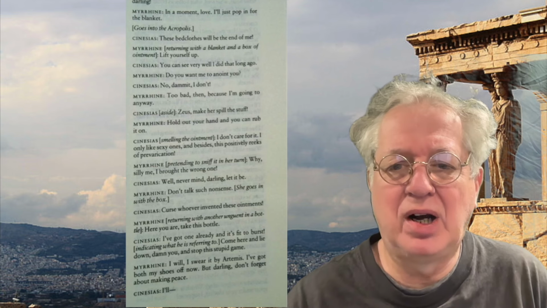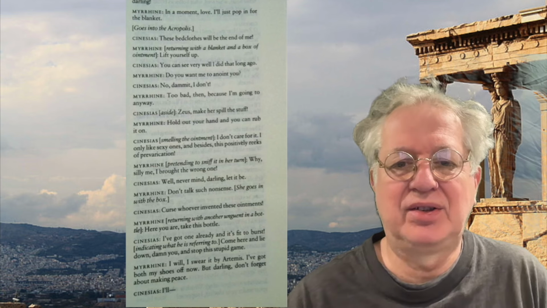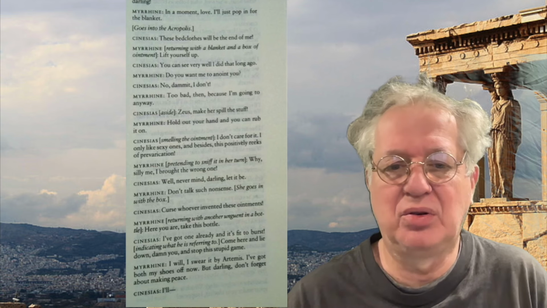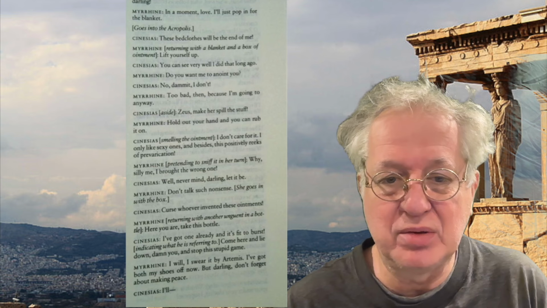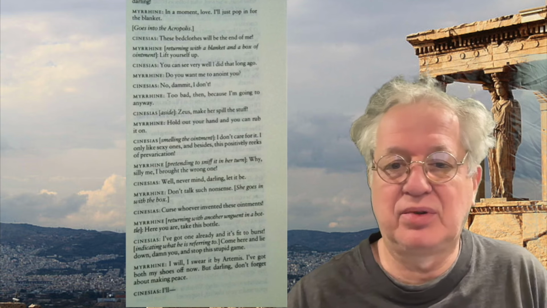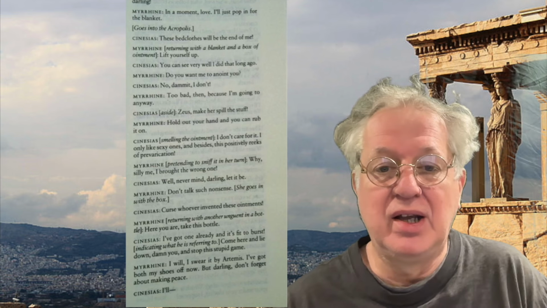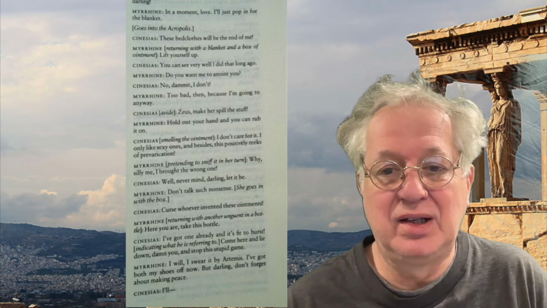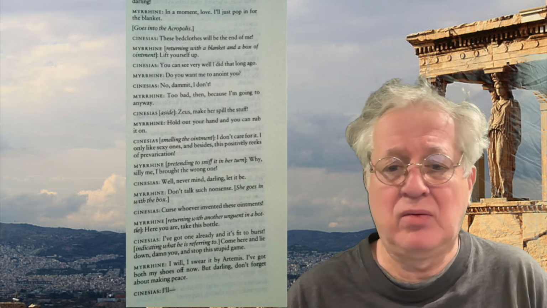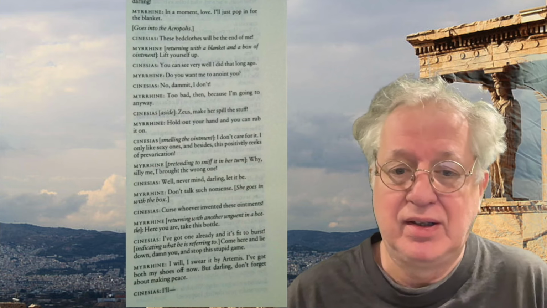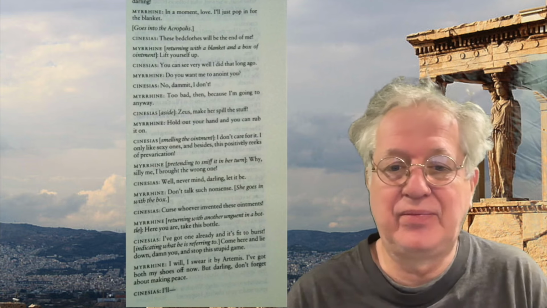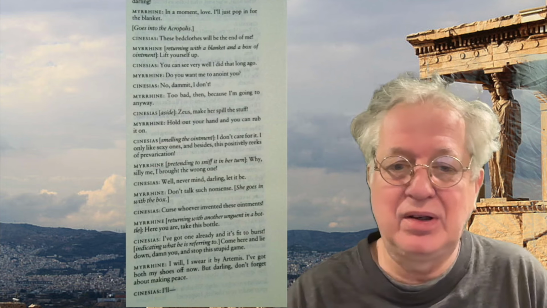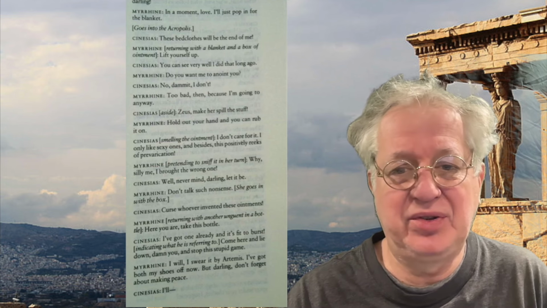Synesius says, well, never mind, darling, let it be. She says, don't talk such nonsense. She goes in with the box. Synesius says, curse whoever invented these ointments. Myrrhine says, returning with another unguent in a bottle, here you are, take this bottle. Synesius says, I've got one already and it's fit to burst. And he's pointing, indicating what he's referring to. His bottle's full. Come here and lie down, damn you, and stop this stupid game.